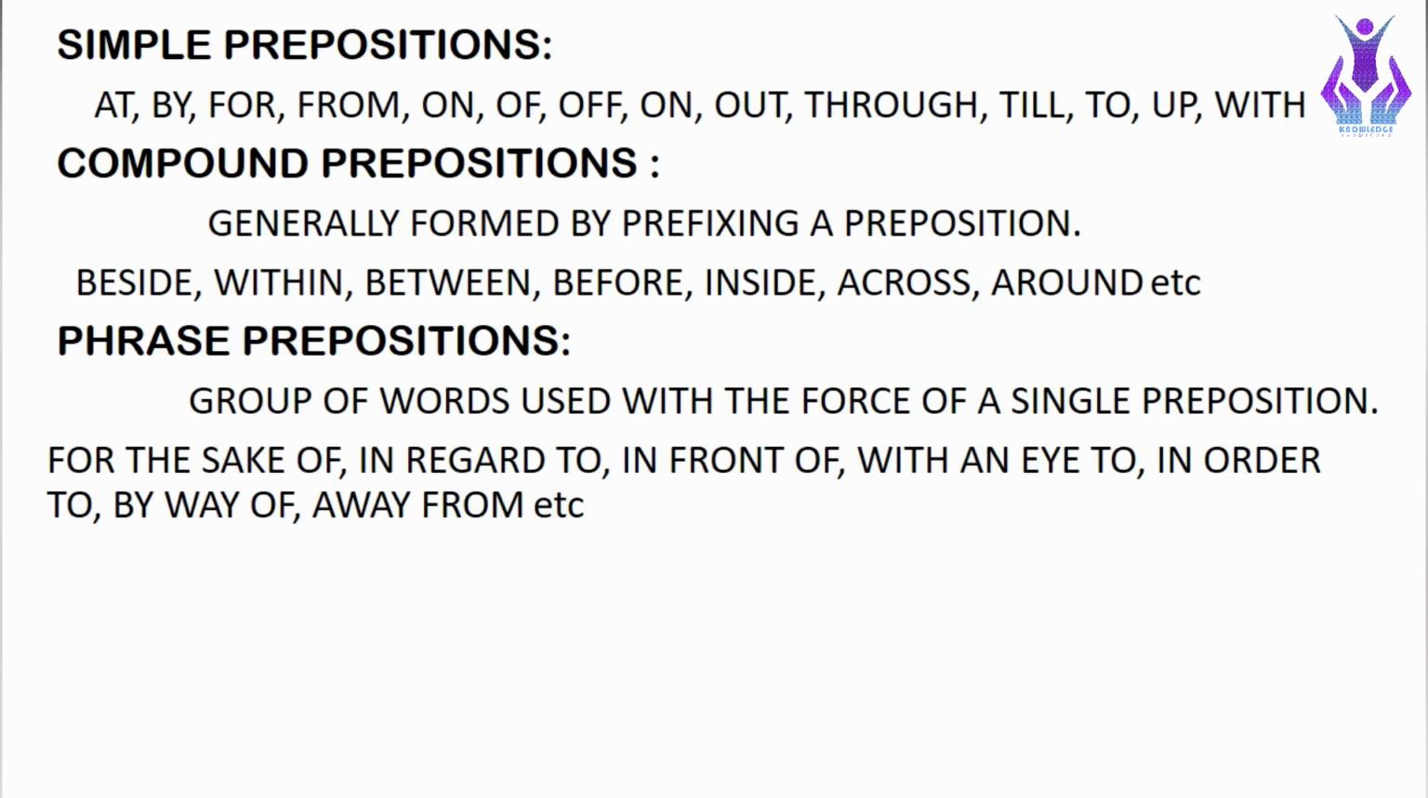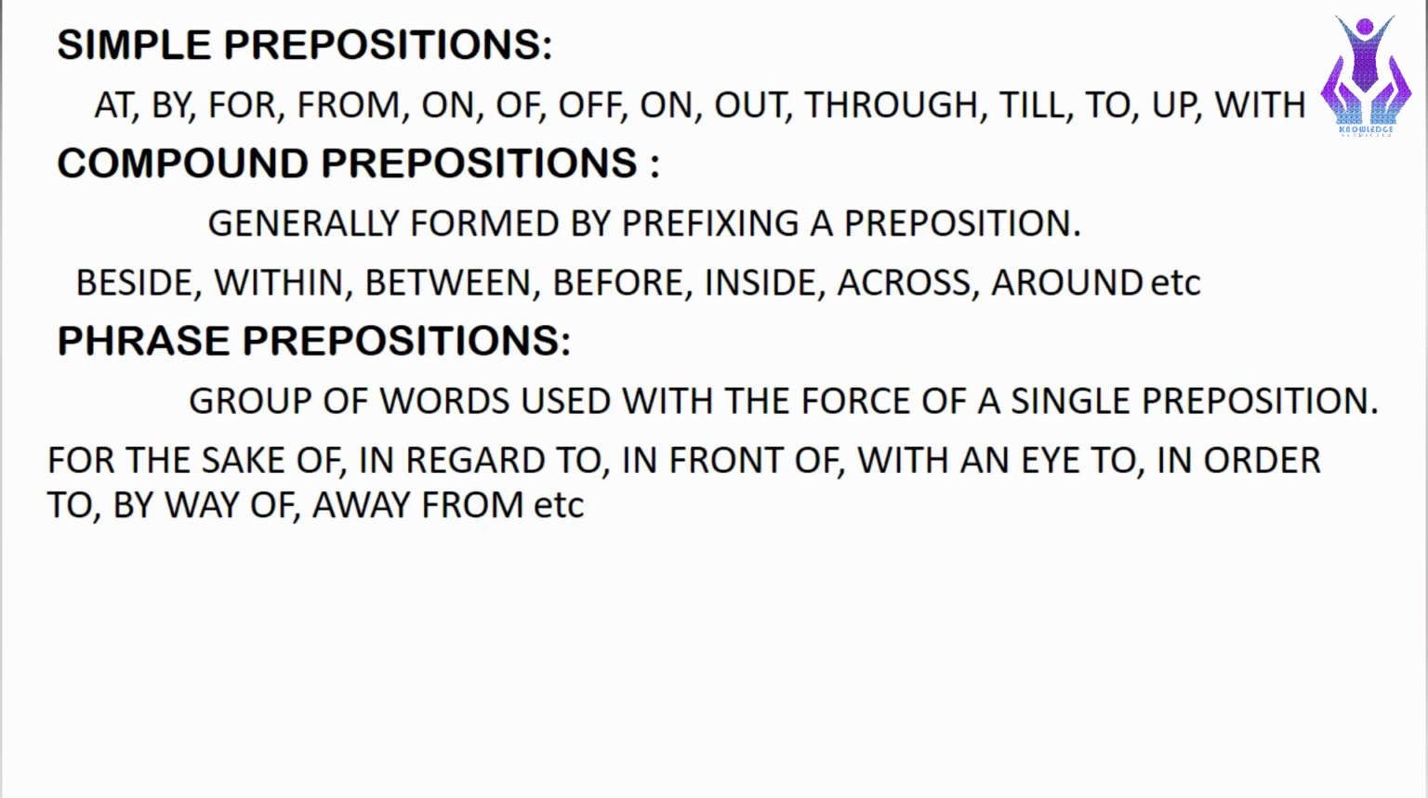The next one is phrase preposition. When a group of words is used with the force of a single preposition, these are called phrase prepositions. For example, for the sake of, in regard to, in front of, with an eye to, in order to, by the way, away from. We have many more examples, like in consequence of, in spite of, instead of, according to, in addition to.